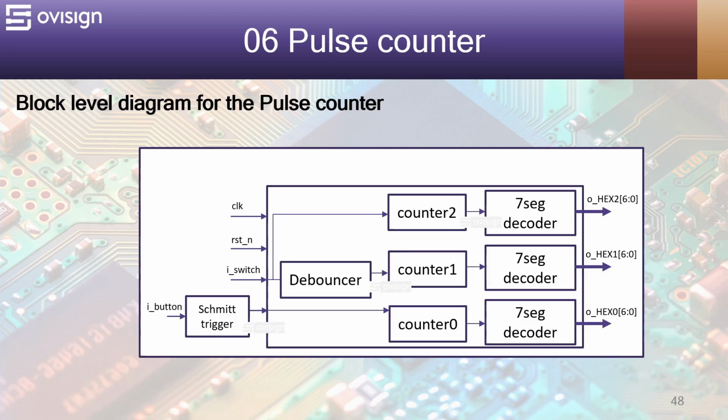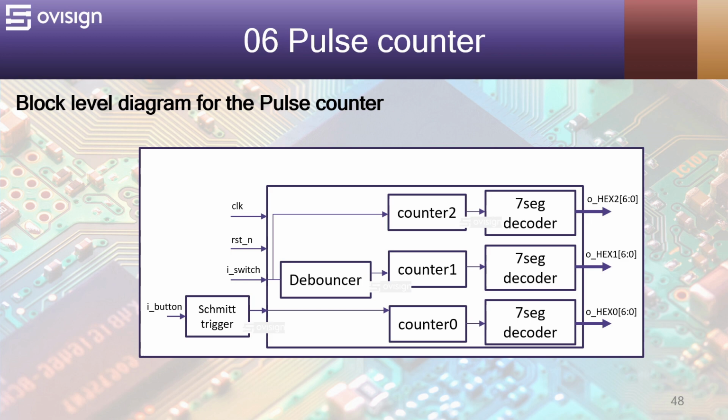Here is the block level diagram for the pulse counter. I button enters a Schmitt trigger, which is on the FPGA board, and after this it enters a 4-bit counter that increments on its positive edge. The result is displayed on the 7-segment display number 0.